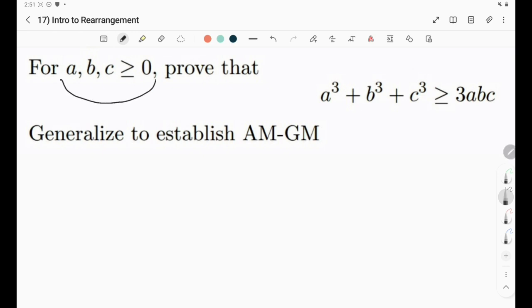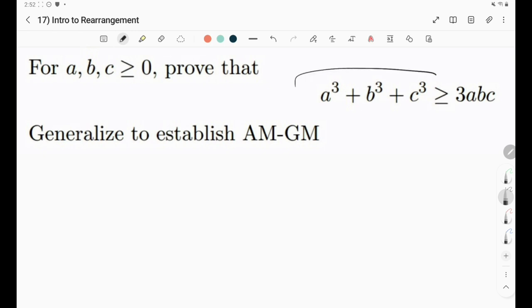So here we're given A, B, C greater than or equal to 0, and we need to show sigma A cube is greater than or equal to 3ABC. Again, if you can see, this is easily derived by AM-GM. In fact, our goal is to prove the AM-GM itself. So we want to get the AM-GM using the rearrangement. This is really a nice thing to keep in mind. You're linking big inequalities together.